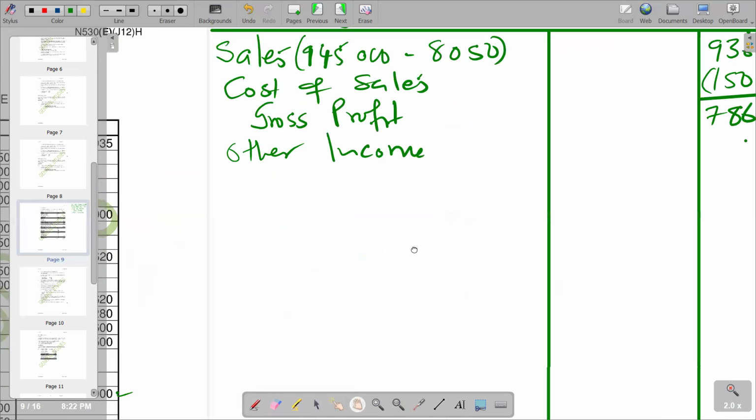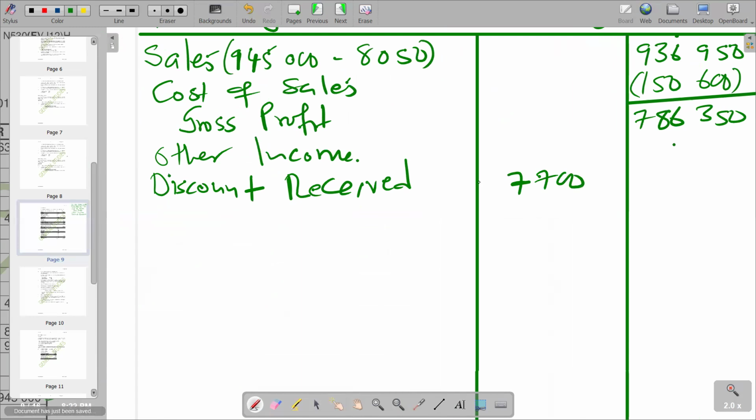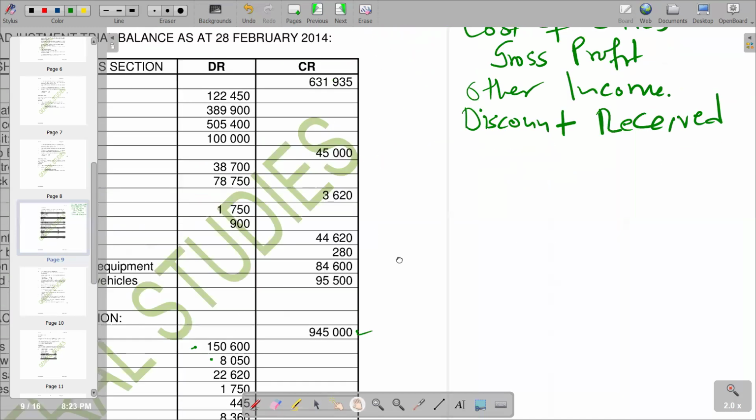And obviously, you need also to check if you've got any item, any adjustment that is affecting our discount receipt. If you have it, you have to adjust it, but if you don't have it, you just put the figure that you're given there. Discount receipt of 7,700, so you can put it in this column. Then we try to see if you've got any other income that we have.